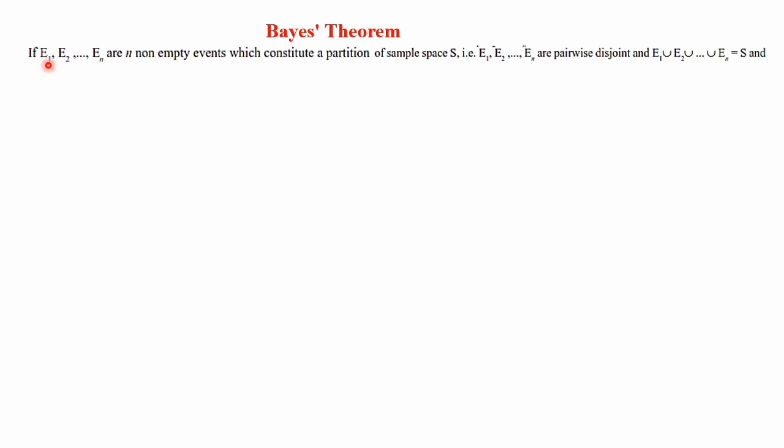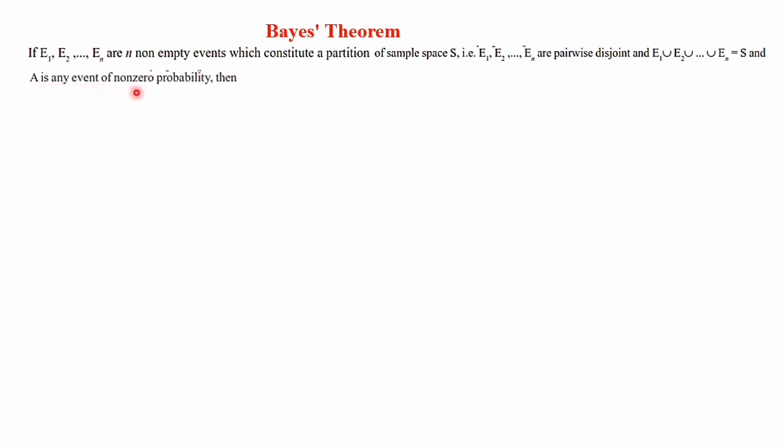And when you take the union E1 union E2 union etc. union En, it should be a sample space. You should get the sample space. And one more thing we have learned in the partition of sample space, these E1, E2, etc. should have a non-zero probability greater than 0.